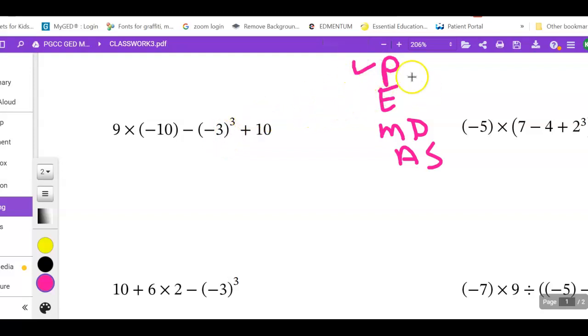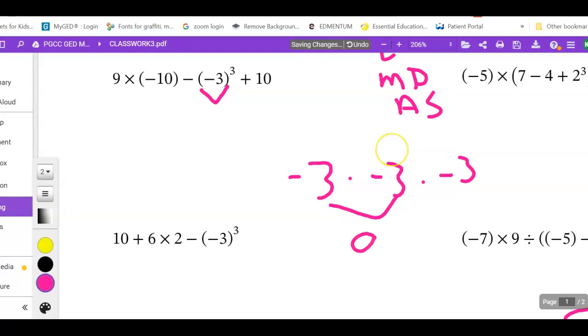Now let's look for exponents. Do I have exponents? Yes, I do. I have this exponent. That's negative 3 three times. So I'm looking at negative 3 times negative 3 times negative 3. Negative 3 times negative 3, that's going to give me a positive 9, remember your integer rules, times another negative 3, that's going to give me negative 27. Remember your integer rules, right?